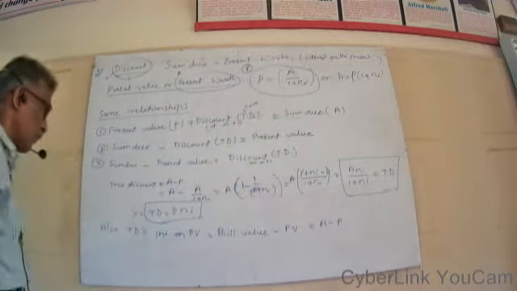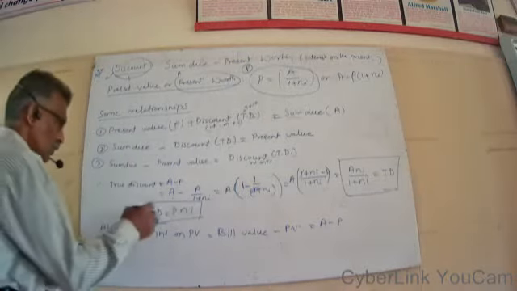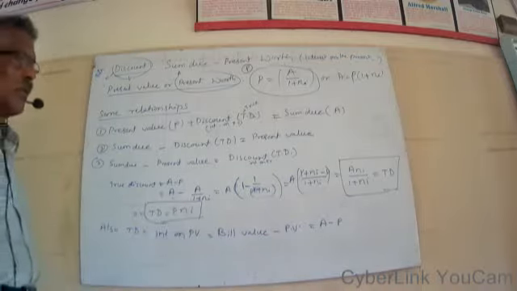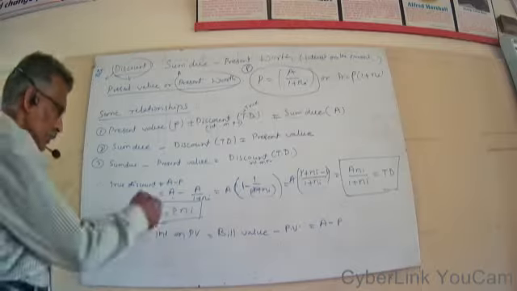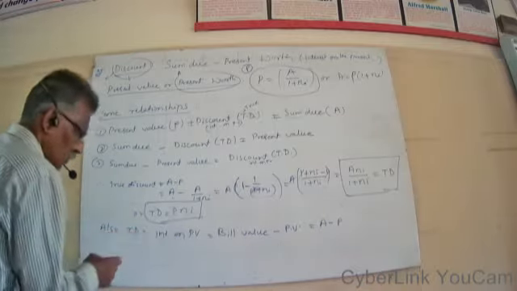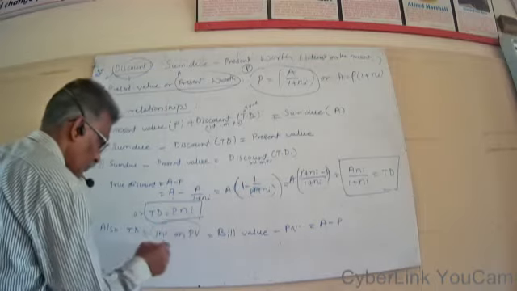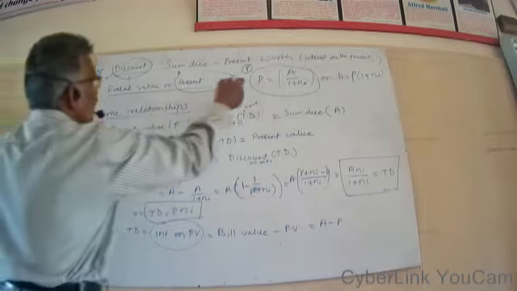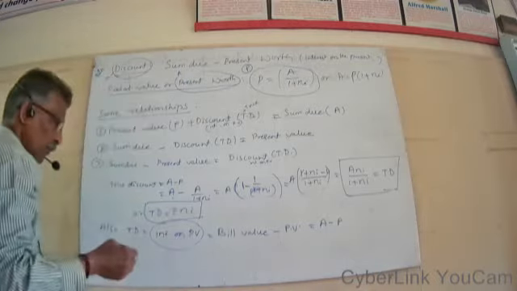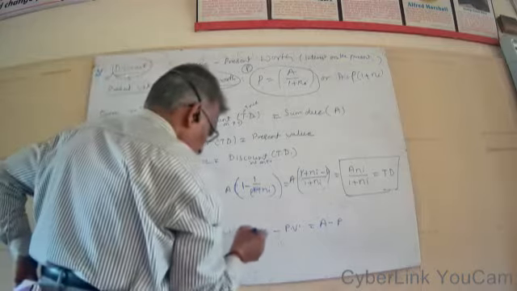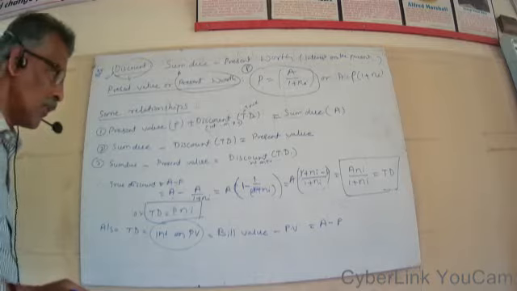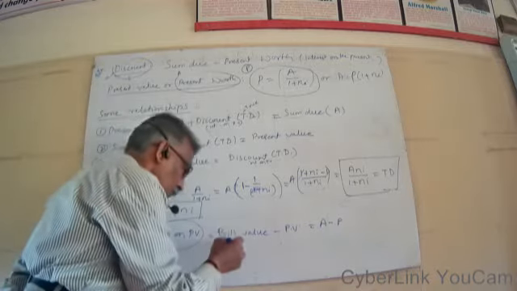This is also true discount equal to P into N into I, PTR. Earlier it was PTR, same relation. Also true discount equal to interest on present value. True discount equal to interest on PV, present value, and bill value minus PV. Bill value is nothing but sum due.